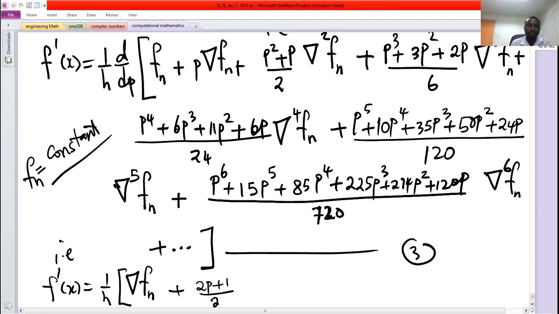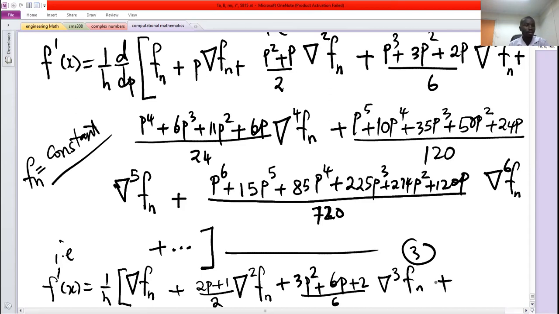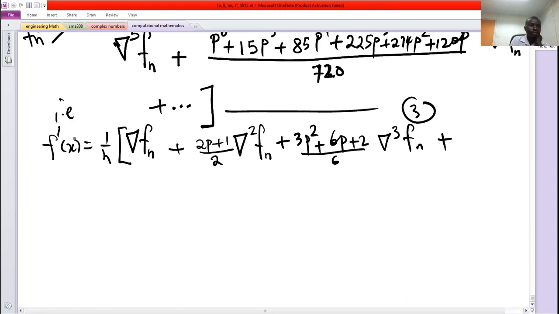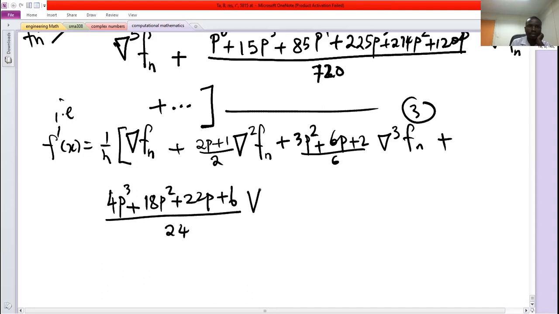2p plus 1 over 2, second backward of fn, plus, when you differentiate this one, you get 3p squared plus 6p plus 2 divided by 6, third backward of fn, plus, next term, when you differentiate this with respect to p, you will get 4p cubed plus 18p squared plus 22p plus 6 divided by 24, and then fourth backward of fn.